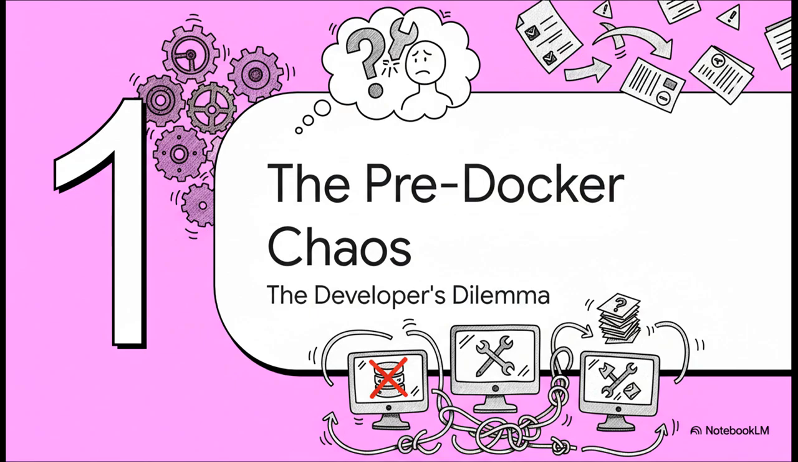What problem does Docker actually solve? Well, before containers were a thing, just getting a project up and running was a huge pain. Trying to get an entire team's computers to behave the same way was a constant losing battle against inconsistency.